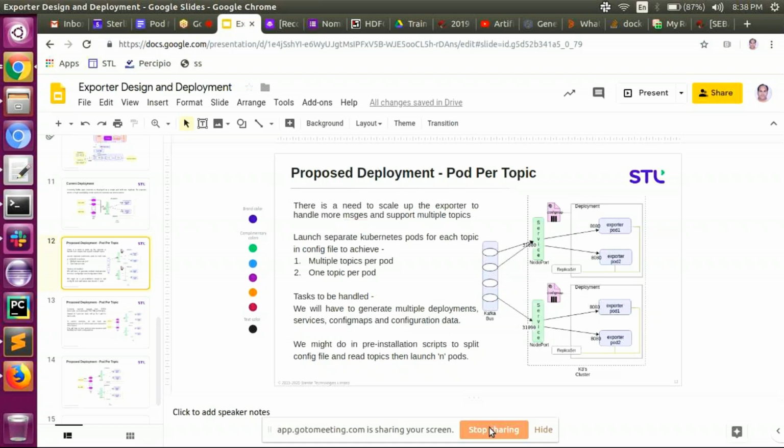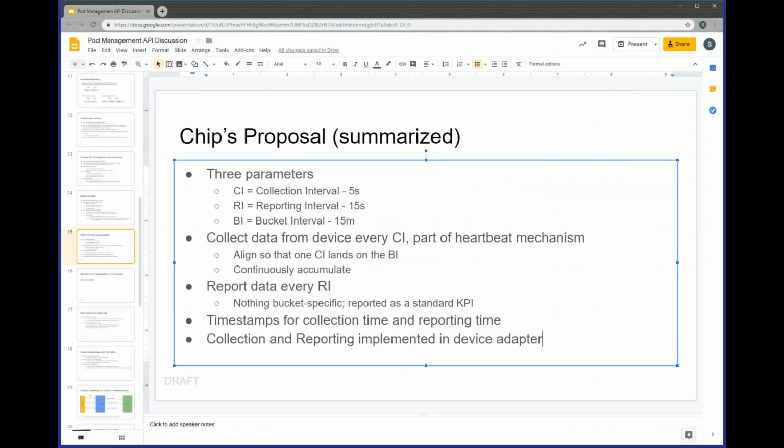Okay, so the next thing up, I will take presentation rights back and share a slide. Just a moment, change presenter to myself. Start sharing. Okay, you guys can see the slide that I have online there.